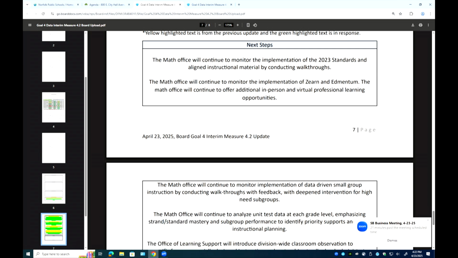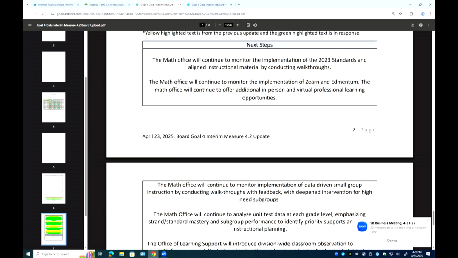And the Office of Learning Support will introduce division-wide classroom observation tools around SDI and provide the school administrators professional development on that. And the Office of Learning Support will implement the SIM math strategies as well next year, which is newer for us. And the Office of ESL will expand the opportunities for collaborative planning between ESL and classroom content teachers.